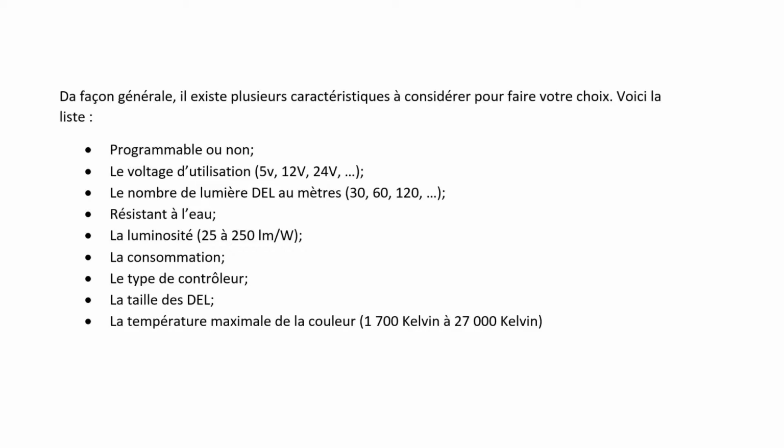Operating voltage of 5 volt, 12 volt, or 24 volts. The number of LEDs per meter: 30, 60, or 120 LEDs per meter. Is it waterproof or not? The brightness goes from 25 to 250 lumens per watt. The consumption in watts, the type of controller, the size of the LEDs, and the maximum color temperature that can go from 1700 kelvins to 27,000 kelvins.